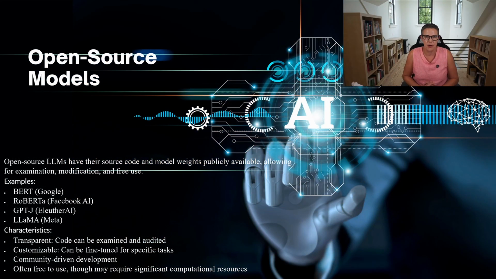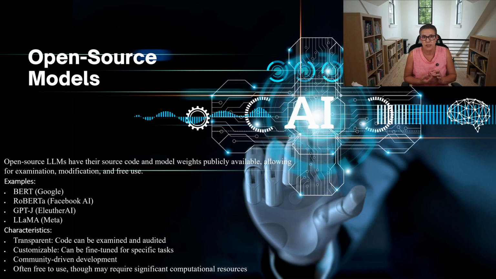Now we're going to talk about open source and closed source LLMs. Open source LLMs have their source code and model weights publicly available, allowing for examination, modification, and free use. Their transparency is high because the code can be examined. They're highly customizable. The support is community-driven, and the cost is often free or low cost.